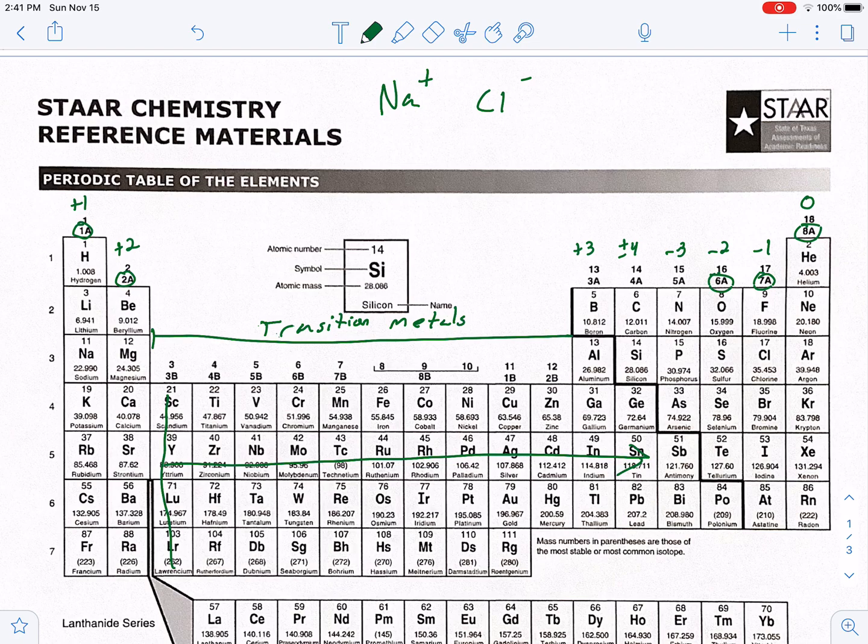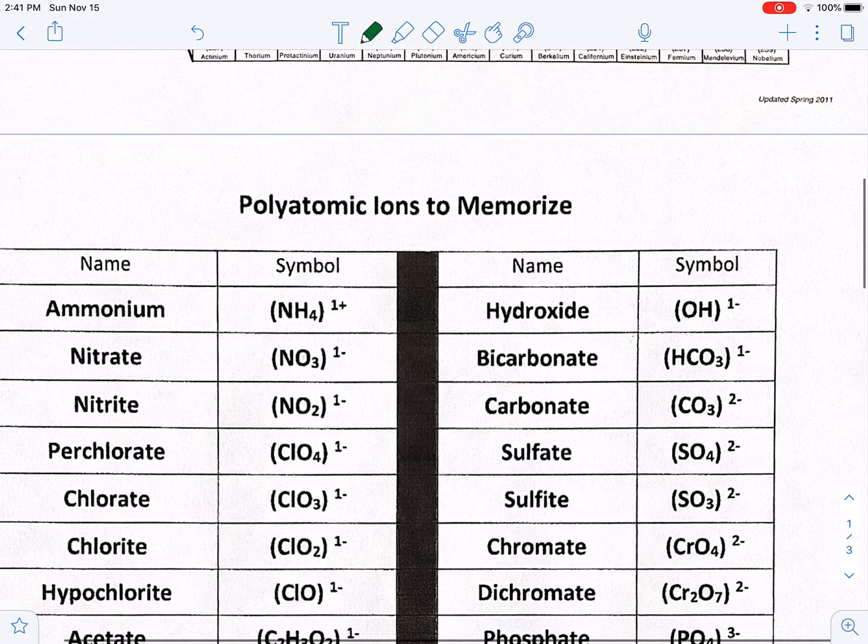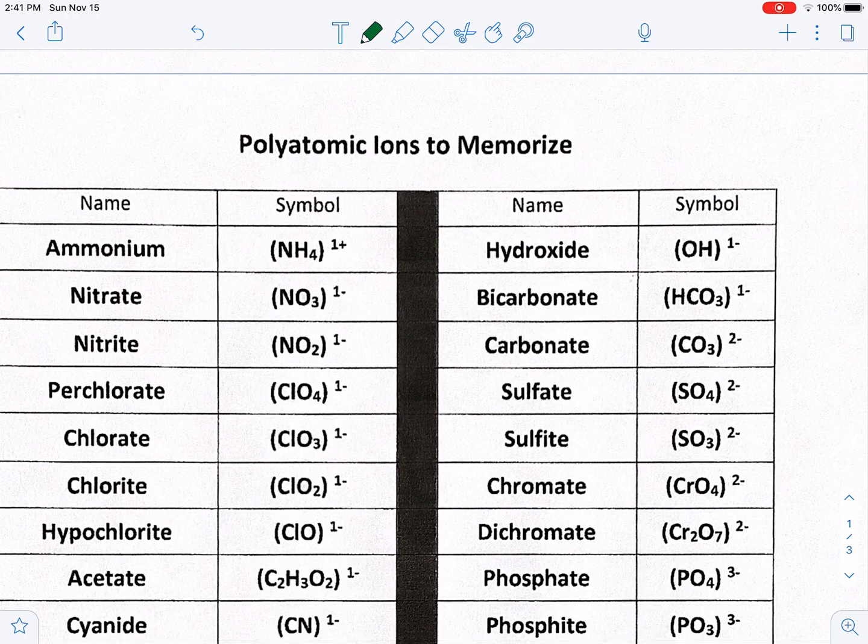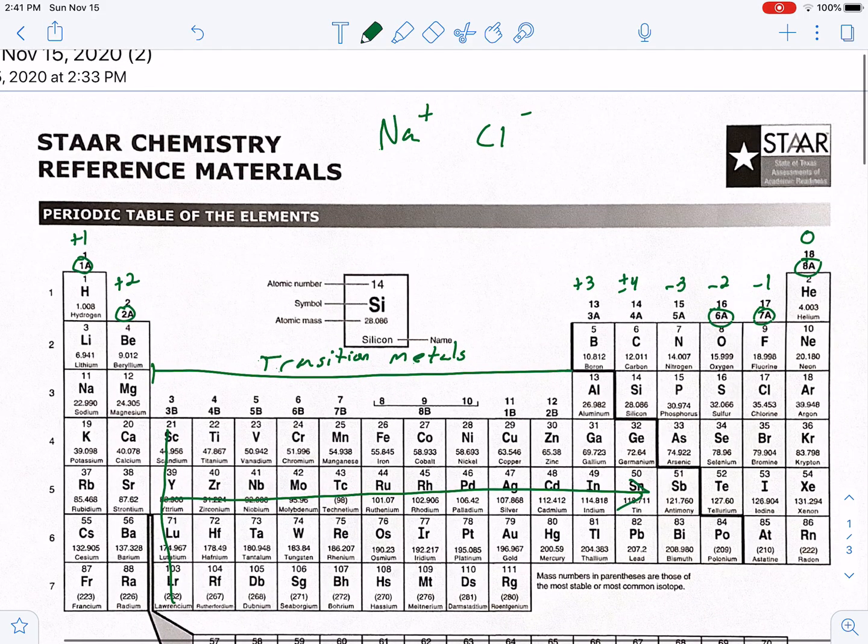Okay, polyatomic means many. So those you'll see in this list down here. You can see multiple elements in one combination. That's a polyatomic. So for now, we're just going to stick with monatomic.